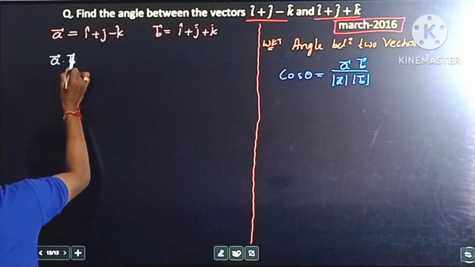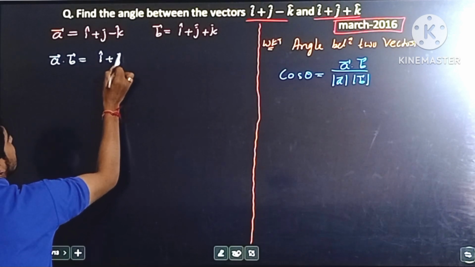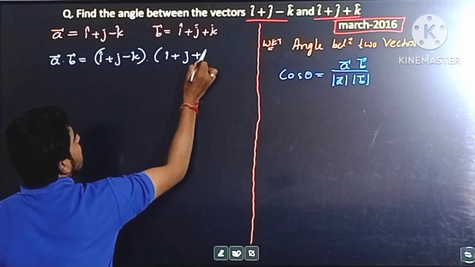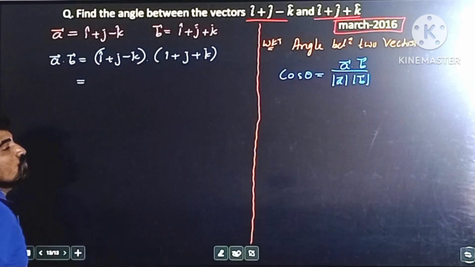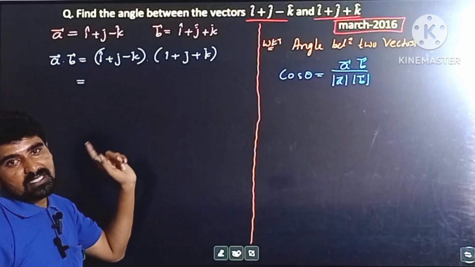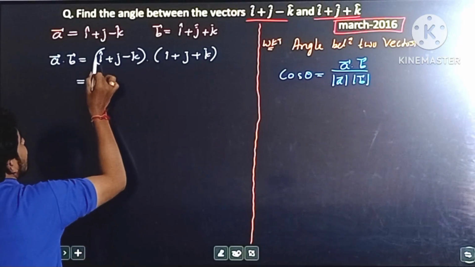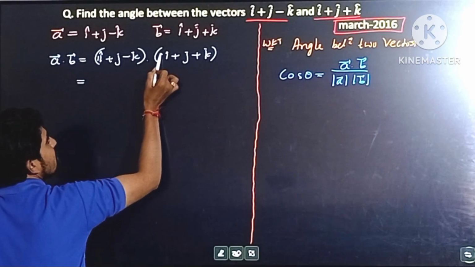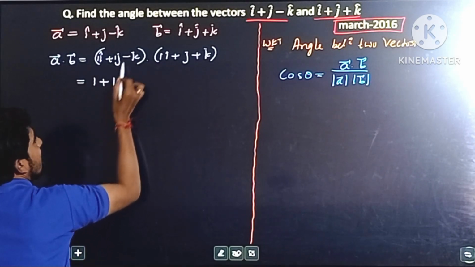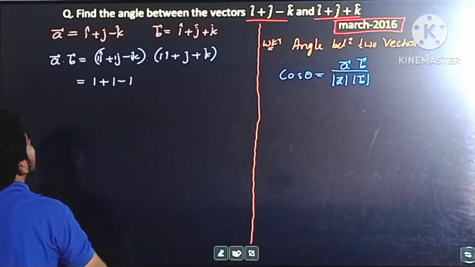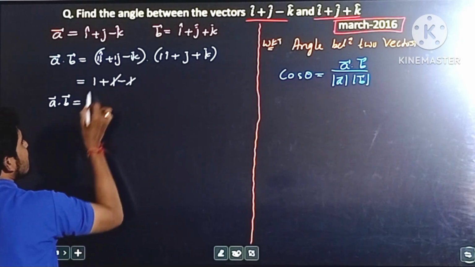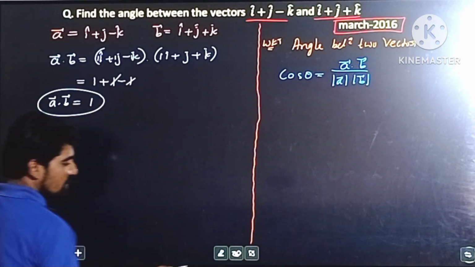A vector dot B vector is equal to i plus j minus k dot i plus j plus k. We know that the dot product of two vectors is obtained by multiplying the corresponding coefficients of i with i, j with j and k with k. In the first vector the coefficient of i is 1 and in the second vector the coefficient of i is also 1. So 1 into 1, 1. Similarly plus 1 into plus 1, 1, and then minus 1 into plus 1, minus 1. Therefore A vector dot B vector is equal to 1 plus 1 minus 1, which is 1. Therefore the value of A vector dot B vector is 1.